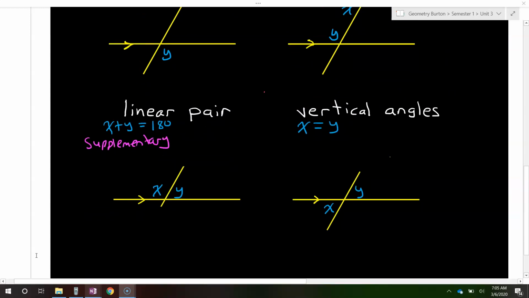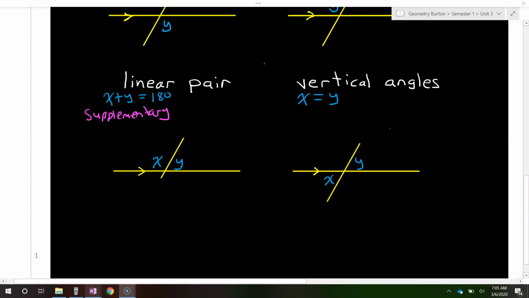The last two angle pairs have nothing to do with parallel lines or transversals. These are things that are always true. A linear pair is when you have two angles side by side that make a straight line, and they are always supplementary. Vertical angles happen when you have an x, and the angles that are right across from each other are called vertical angles, and they are always congruent. X and y will always be equal. We don't need parallel lines and a transversal for either of these.